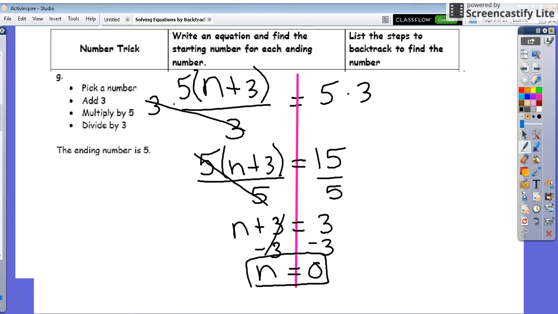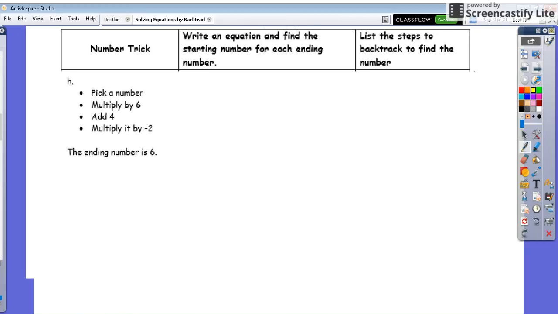If I were to take this 0 right here and plug it in here, I'm going to end up with 5 because that was our original equation. Okay, moving on to the next one. So we have pick a number, multiply by 6, add 4, and then the last thing is to multiply by negative 2. So we want to make sure that we put those parentheses, and ending number is 6.